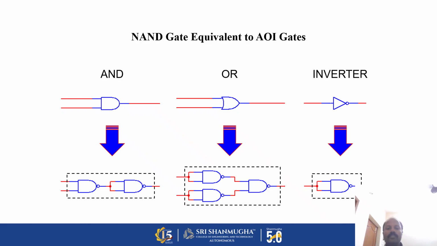So, in this way, you can see that NAND and NOR gates will work as universal gates. You can get any type of gate output from these gates. Hence, these gates are called universal gates.